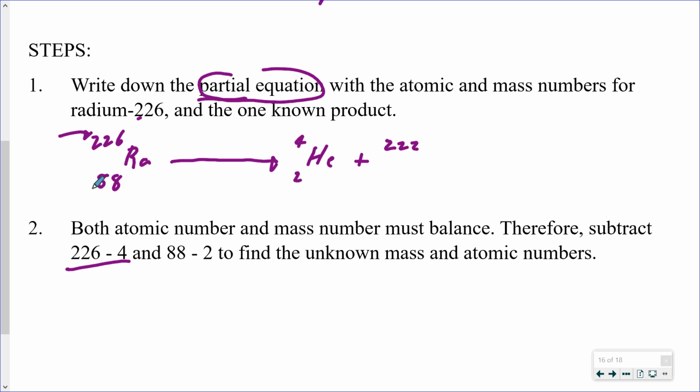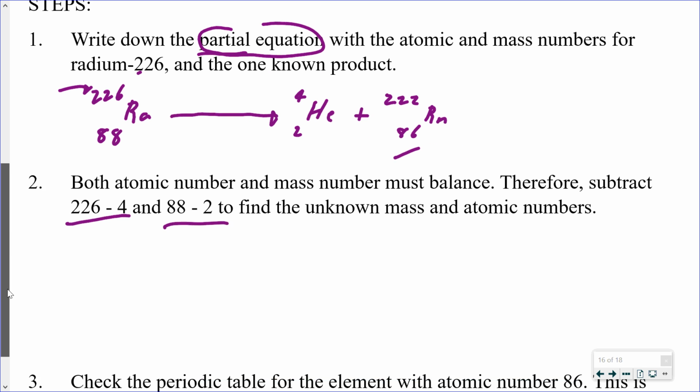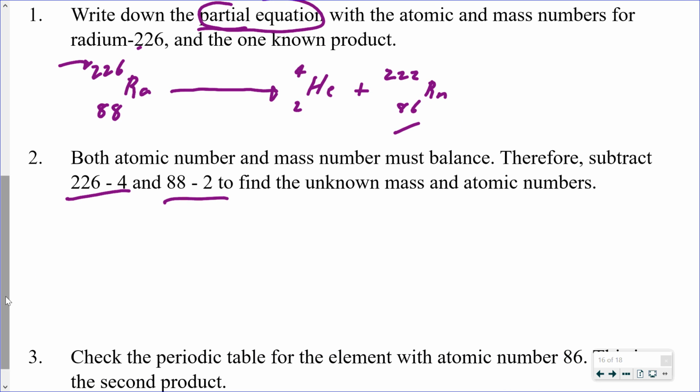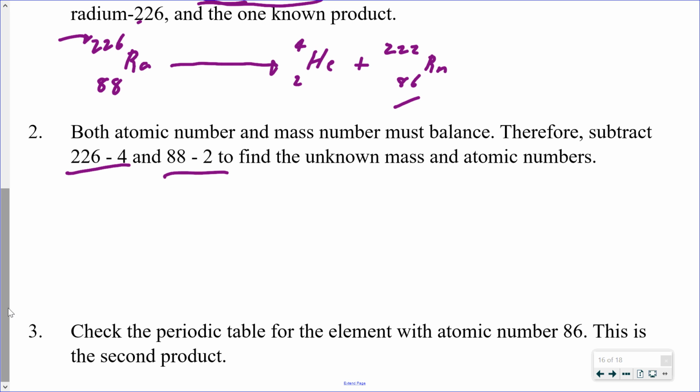Same thing with the number of protons, the atomic number. If we go 88 minus 2, or what number plus 2? 86 plus 2 would give us 88. And if you take a look at either page 8 of your data booklet or just the periodic table, look at what element has atomic number 86, and that is Rn, which is radon. So now we have our balanced nuclear reaction for the alpha decay of the radium.